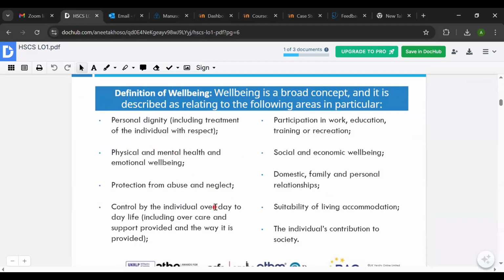Protection from abuse and neglect as much as we can. If there's a safeguarding issue, that is everyone's duty. That is your duty. That is my duty. It doesn't matter if I'm a teacher, I'm still associated with healthcare. That is my duty as well. Control by the individual over day-to-day life, including over care and support provided and the way it is provided. Participation in work, education, training, or recreation. If they're looking for work, get them involved in activities where they can find work, or ways to get educated, training or recreation. This is our duty. We need to signpost them.